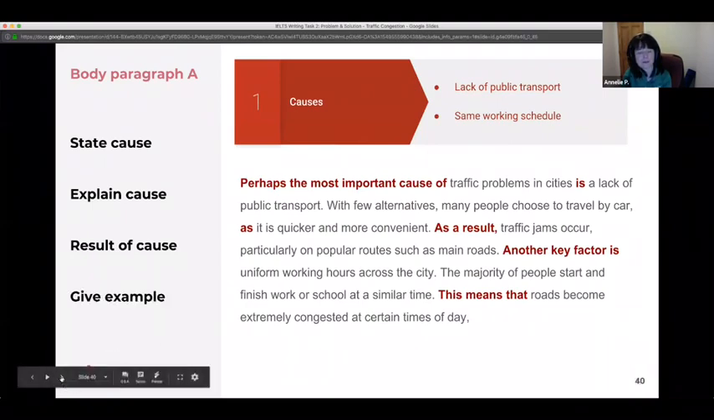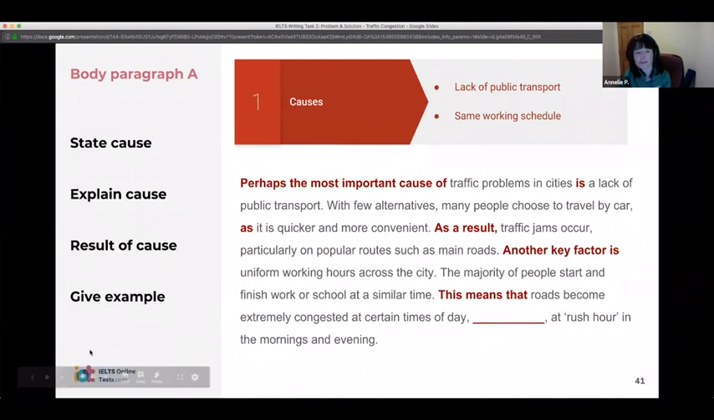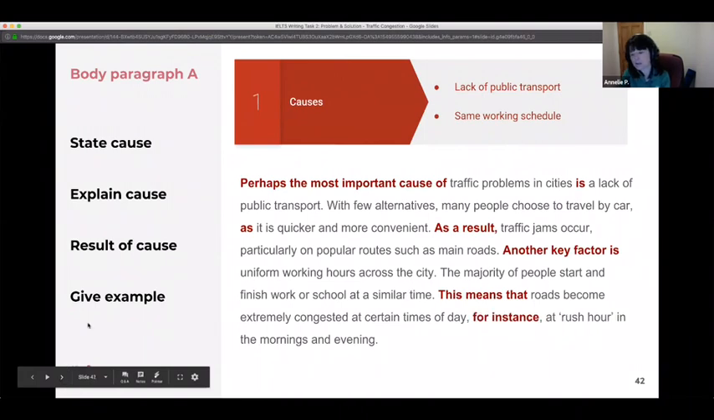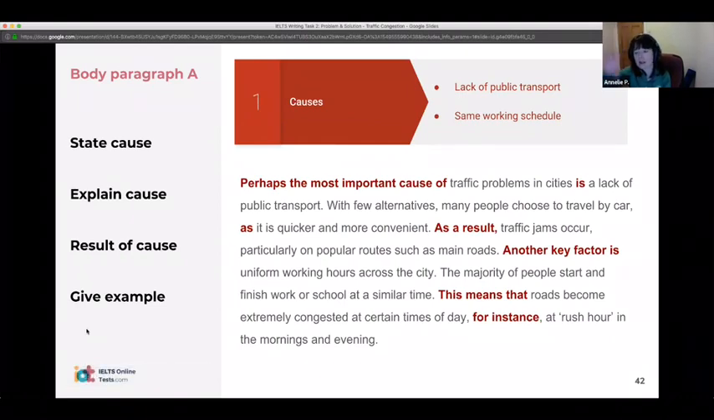So then we have to give our example. So rush hour is specifically our example. So how could we introduce that? Certain times of the day. Okay, for instance, yes, specifically, in particular, very nice, Aditan. And we've gone for instance. For example. So two causes clearly divided up with their supporting evidence. Cause and its supporting evidence, second cause and its supporting evidence. Make sure that you have them in that order.